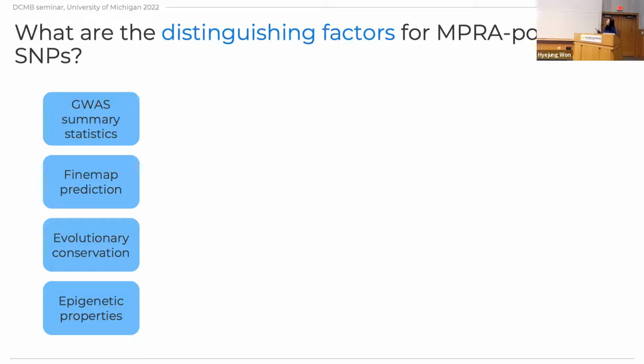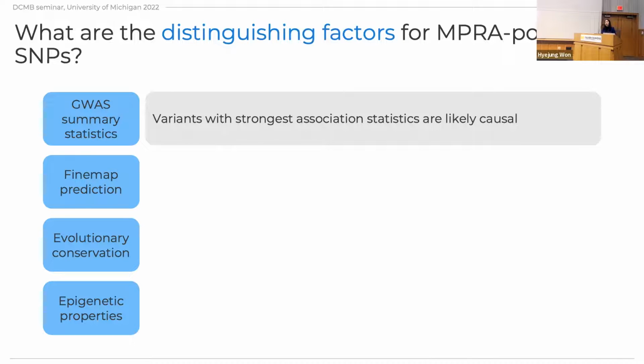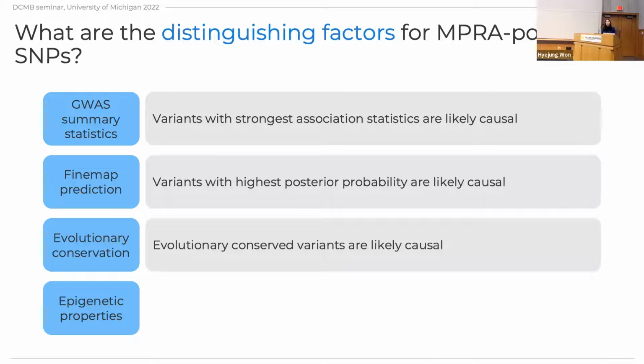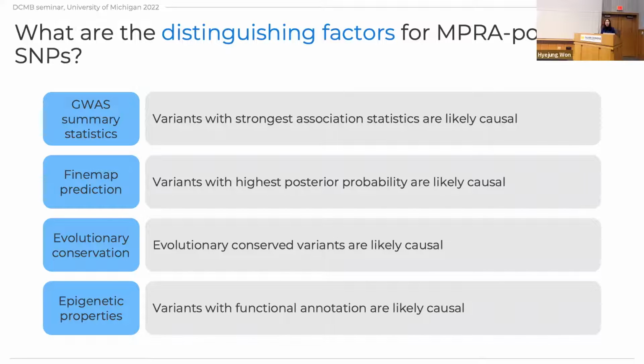So we have compiled multiple hypotheses on what makes a causal variant, and we tested whether those hypotheses can distinguish MPRA-positive variants from negative variants. First, whether the variants with the strongest association statistics from GWAS are likely causal. Secondly, whether variants with higher posterior probability from fine mapping algorithms are likely causal. Thirdly, whether evolutionary conservation matters, in the sense that evolutionarily conserved variants are more likely causal. And finally, the most prevailing hypothesis in the field: that variants within enhancers, within chromatin accessibility, or variants that change transcription factor motifs can potentially play a causal role.